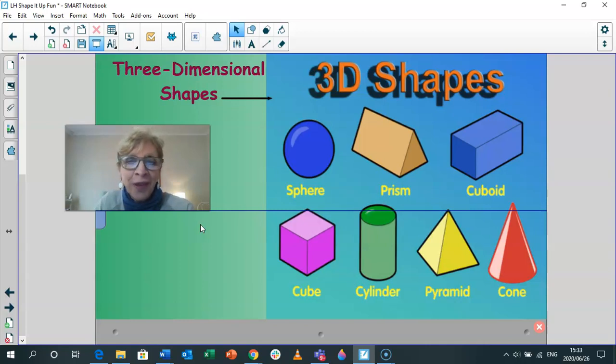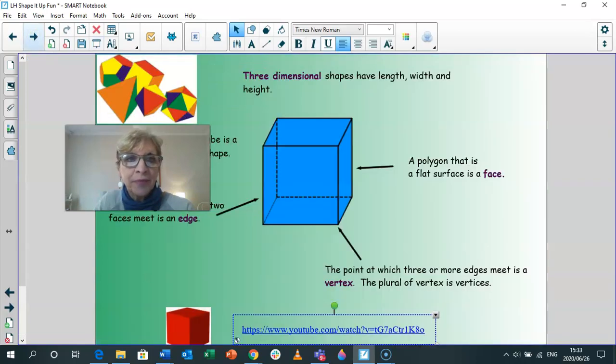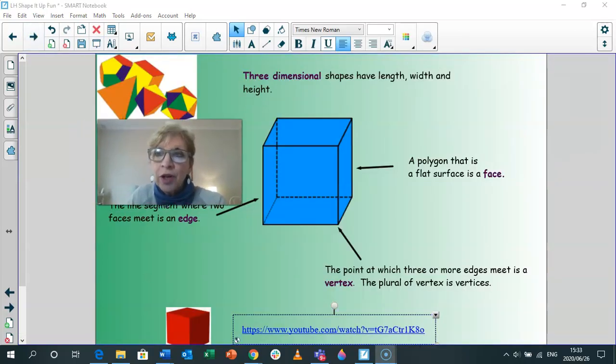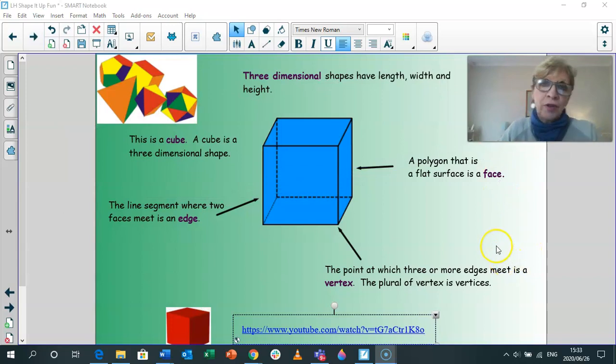Yes, you can. And there they are: a sphere, which is a ball. It's not a circle, it's a ball. And then a prism, a cuboid, a cube, cylinder, pyramid, and a cone. We're going to have a closer look at those shapes and their properties, in other words, what makes up these shapes. Okay, so that was our revision of 2D and 3D shapes. All righty, so now let's have a look at some of the properties of a 3D shape.